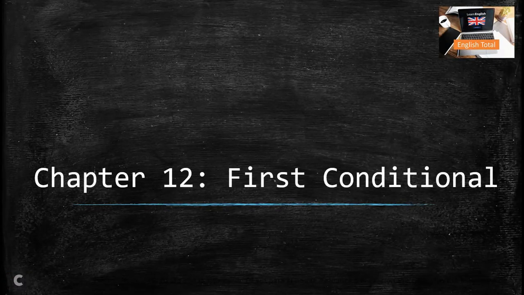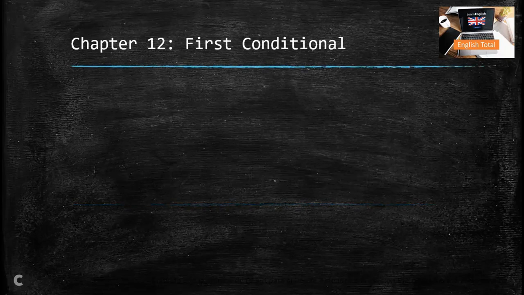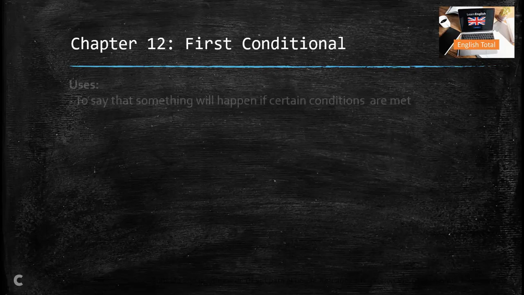Chapter 12, the First Conditional. Over the next few weeks, we will be covering slightly more advanced grammar points. And today we're going to start with the first conditional. The first conditional is a structure that you can use to say that something will happen if certain conditions are met.